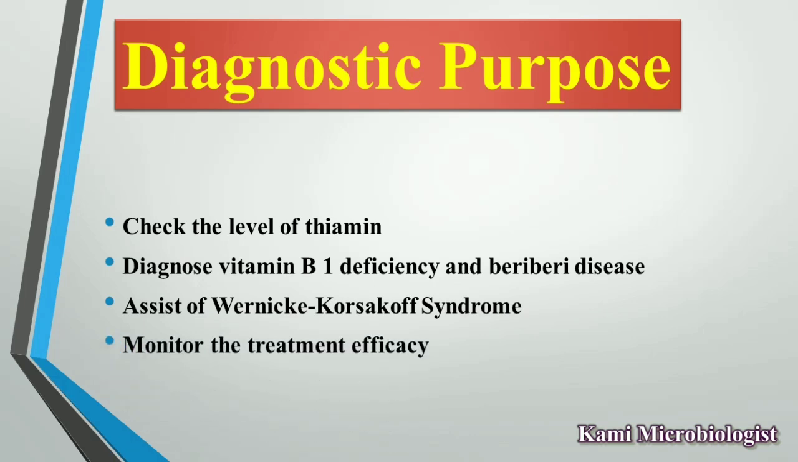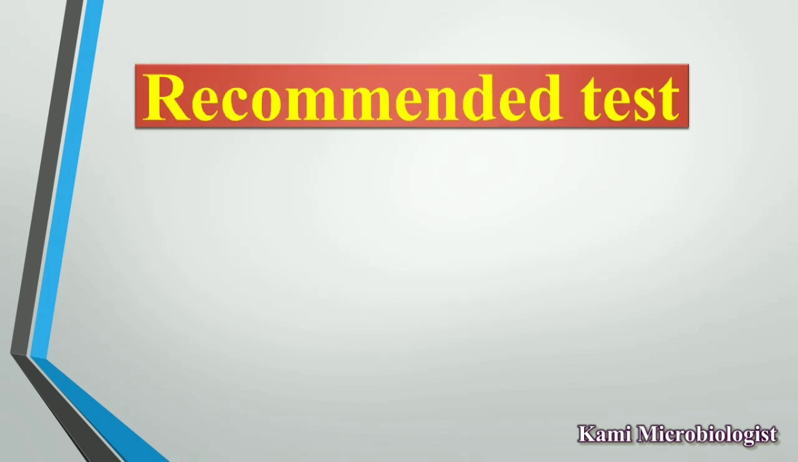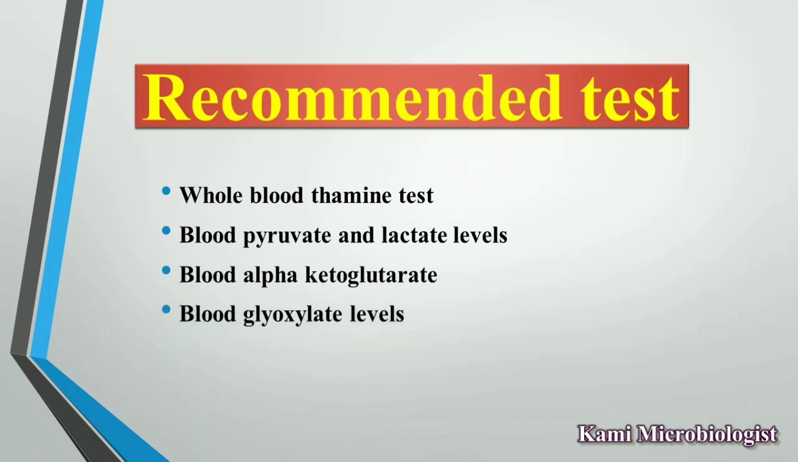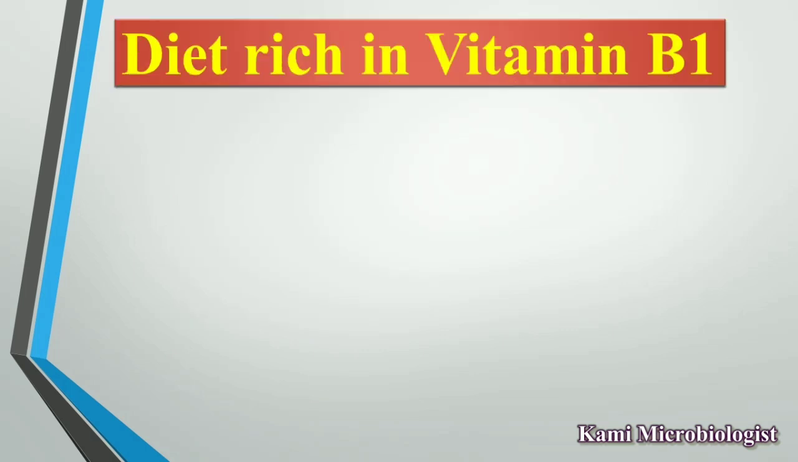Next we have treatment efficacy. If you want to check whether the treatment is working, you have to perform the vitamin B1 test. Next we have recommended tests. If you want to check the vitamin B1 level in the blood, the doctor mostly recommends a whole blood thiamine test, blood pyruvate and lactate levels, blood alpha ketoglutarate, and blood glyoxylate levels. Through these tests we can check the level of vitamin B1.